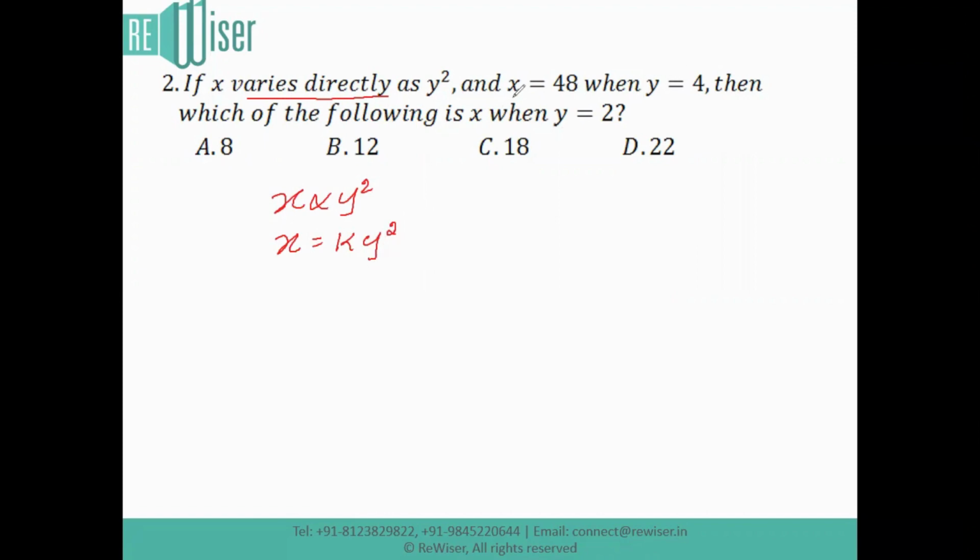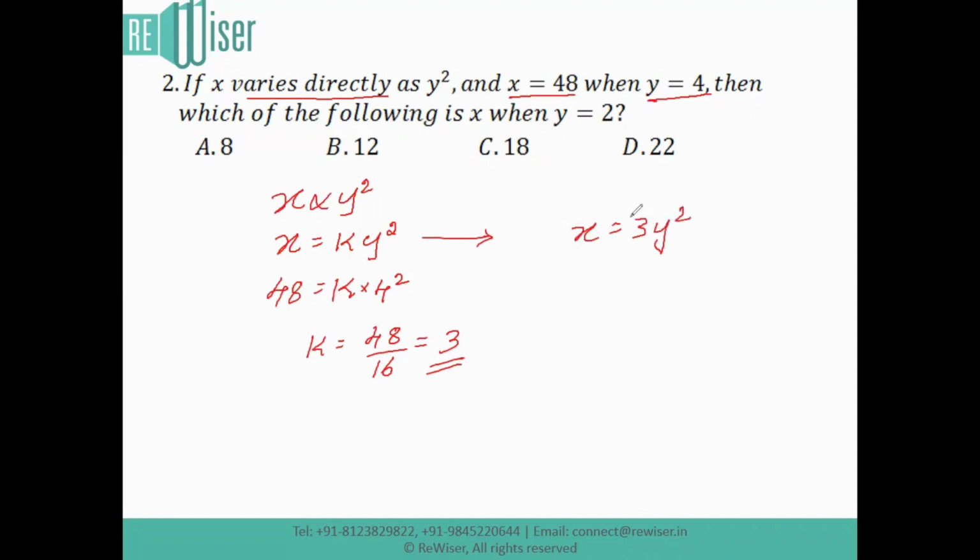And they have given a point: when x is 48, y is 4. So in place of x, I can replace 48, and in place of y, I can replace 4 in order to get the value of k. So k would be equal to 48 divided by 4 square, which is 16. So 48 divided by 16 is positive 3, which means the k value is 3. Then my new expression will look like x is equal to 3 times y square.